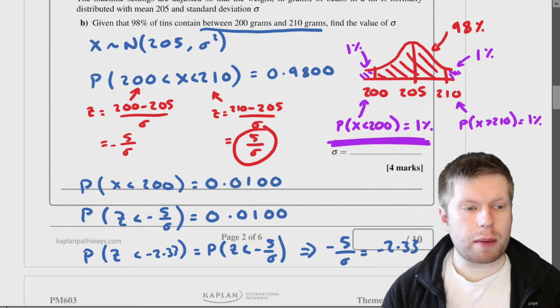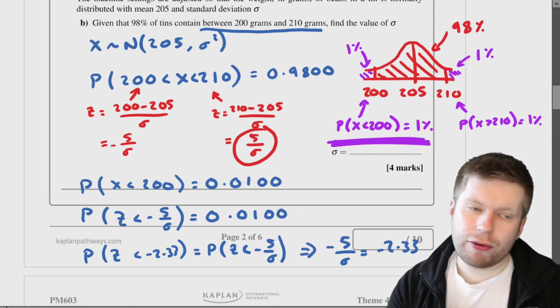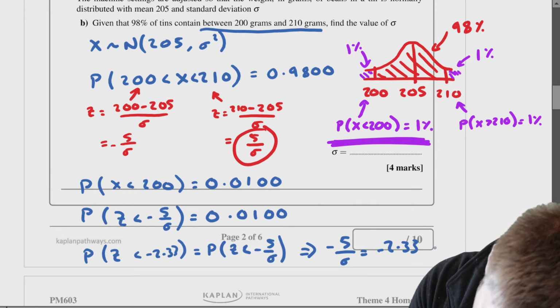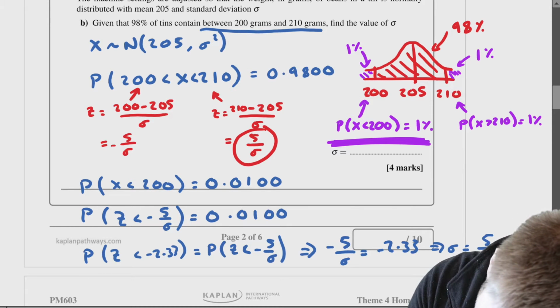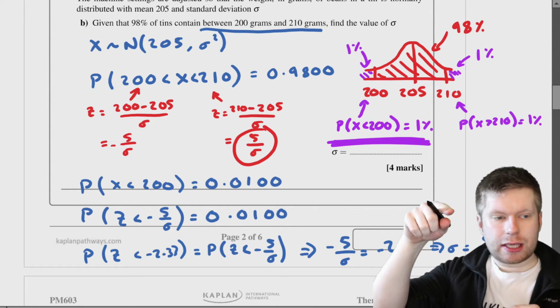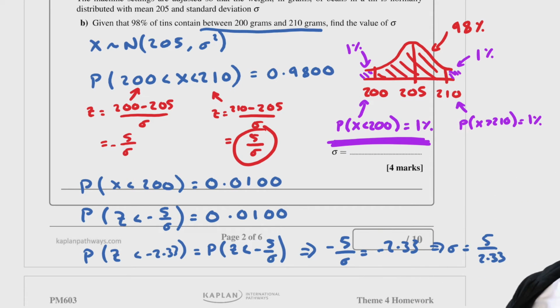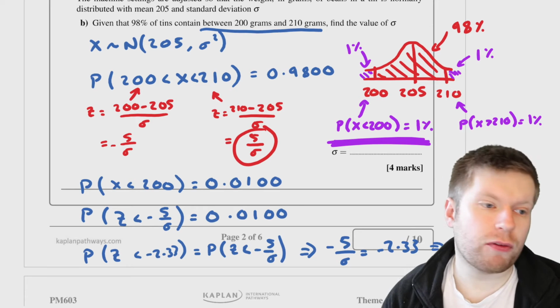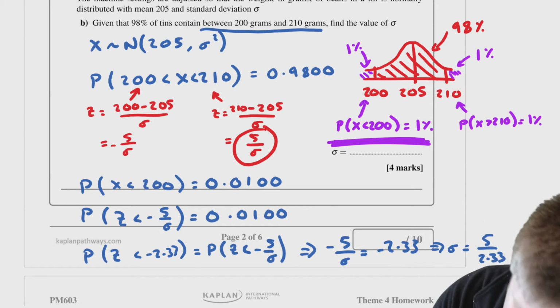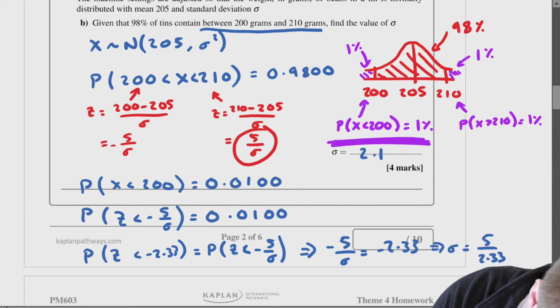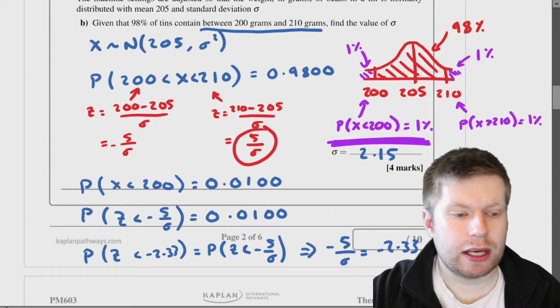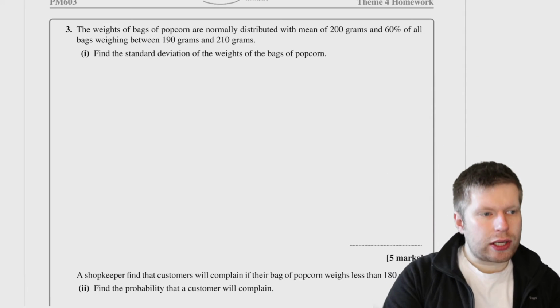And from that, I should be able to work out what sigma is. Well, okay, if I just do a little bit of rearranging, I should find that sigma is equal to 5 over 2.33. Okay, so I've just literally multiplied through by sigma and then divided through by my negative 2.33. The negatives cancel out. So if I stick that in my calculator, 5 divided by 2.33, I find myself at 2.15 as my value of my standard deviation. So 2.15 is the value of my standard deviation there. Okay, so let's have a look at question 3.